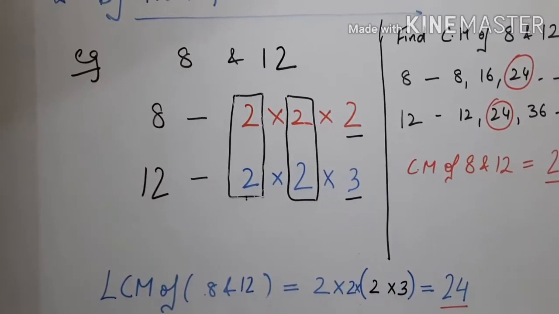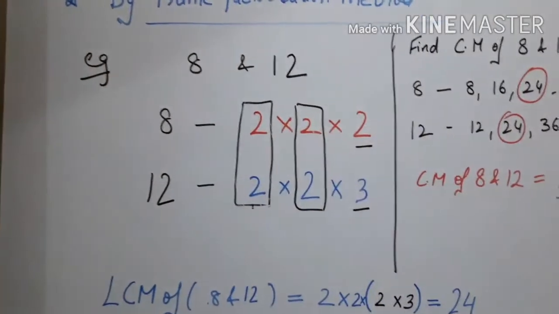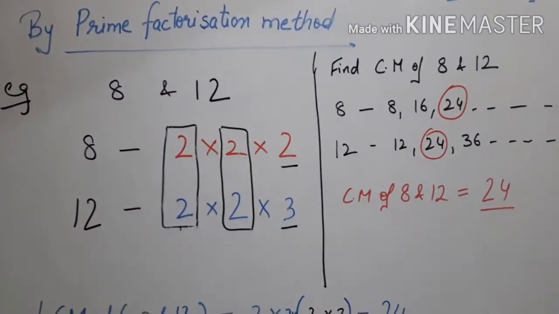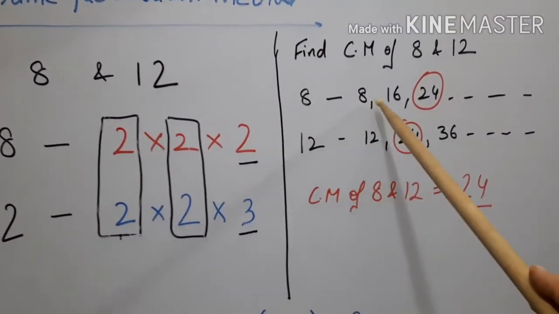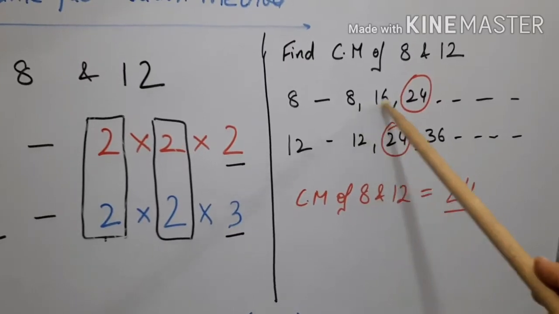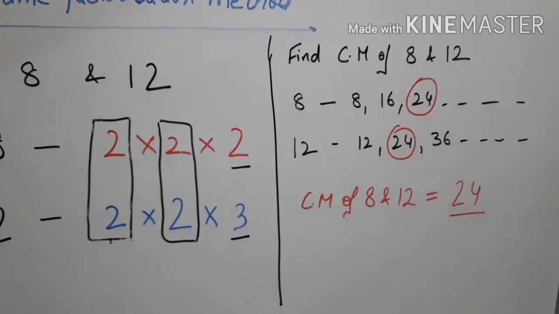Now I am going to check the same LCM by using the common multiple method. Write down all the multiples of 8: 8, 16, 24 and so on.